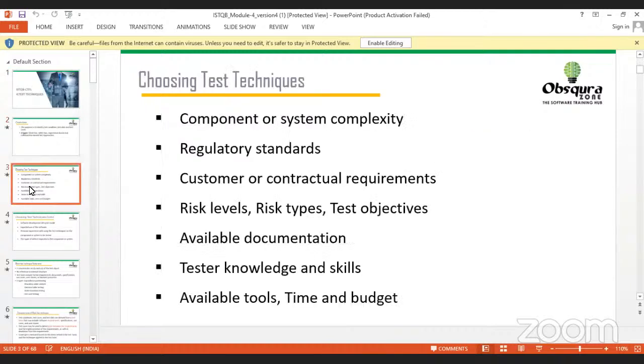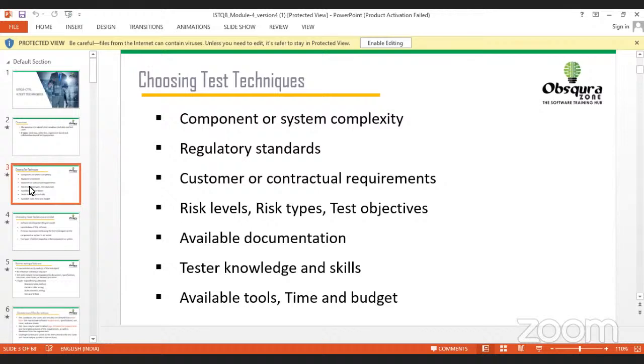So coming to why we choose a test technique. How do we choose a test technique for a particular application? The main thing to consider is the component or system complexity. If it is a banking application, the system will be more complex, so such test techniques should be adopted for such complex applications. If it is just an e-commerce site, it may not be as complex as a banking one. So depending upon the complexity of the application, we choose the test techniques.